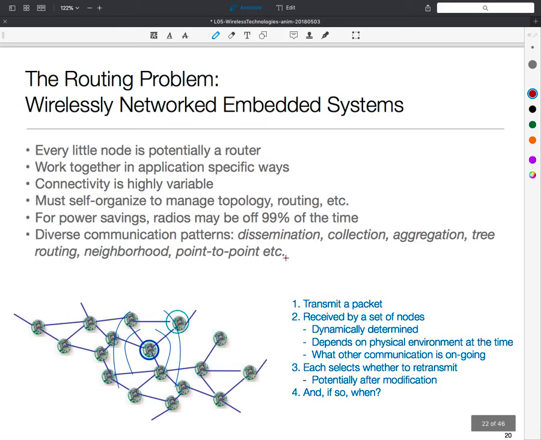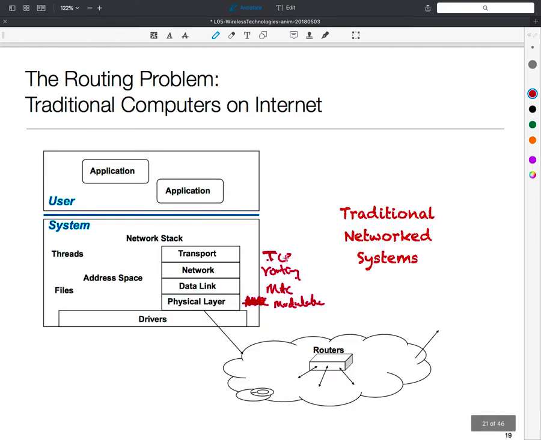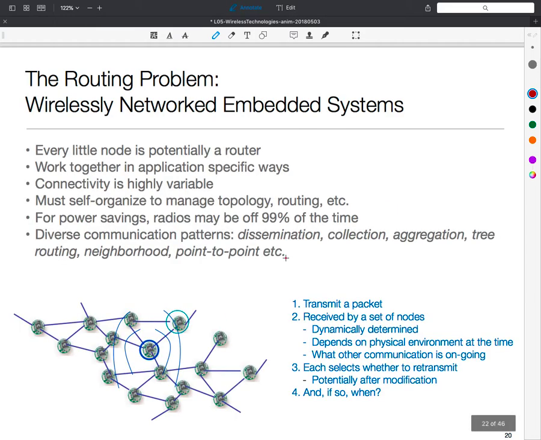The problem is, and by the way, this also applies to Wi-Fi type settings, it's all the same thing. The physical layer could be Ethernet or Wi-Fi. But when we are in this kind of connectivity where we have multi-hop, then things become a lot more difficult.